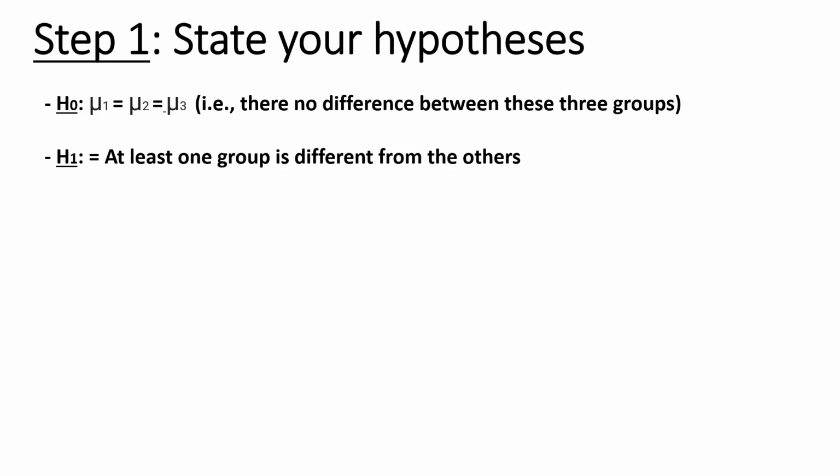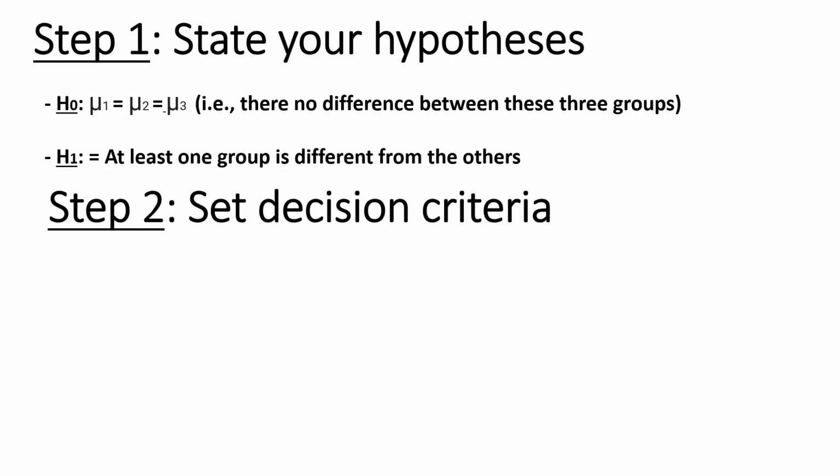So first, we'll be stating our hypotheses. The null hypothesis is that there's no difference between the 3 groups, and the alternative hypothesis is saying that there is a difference between the groups. At least one of those groups is different from the other groups.